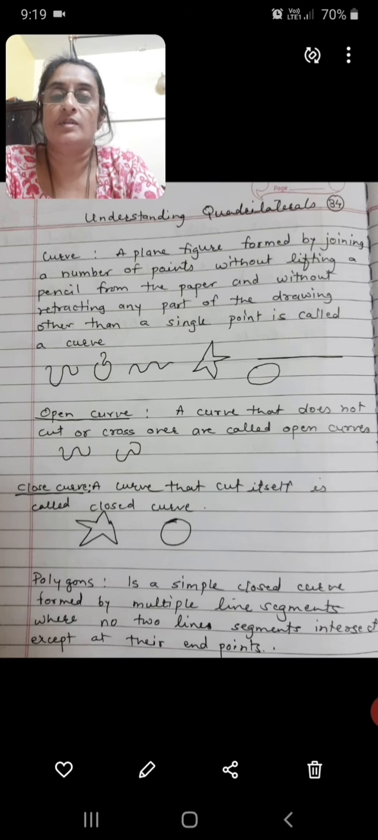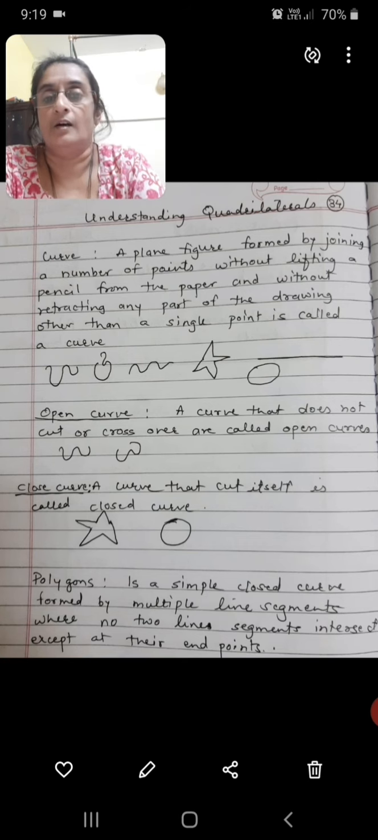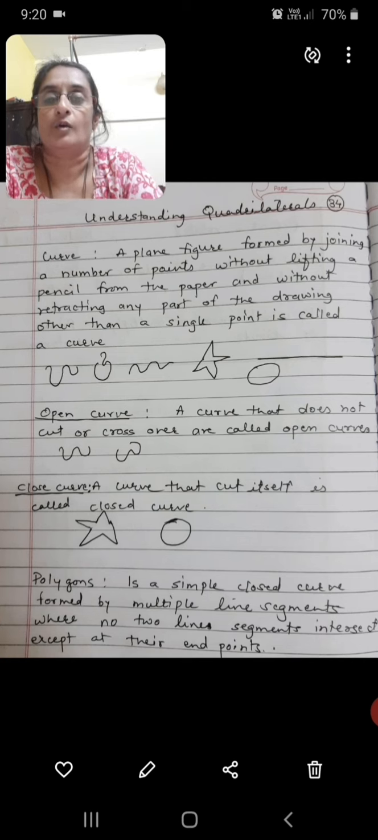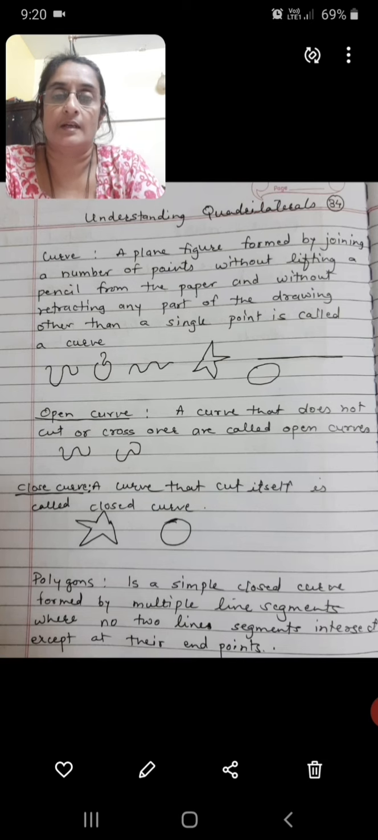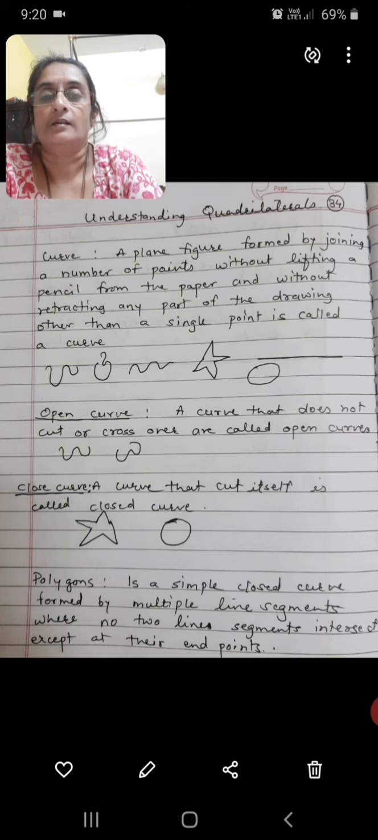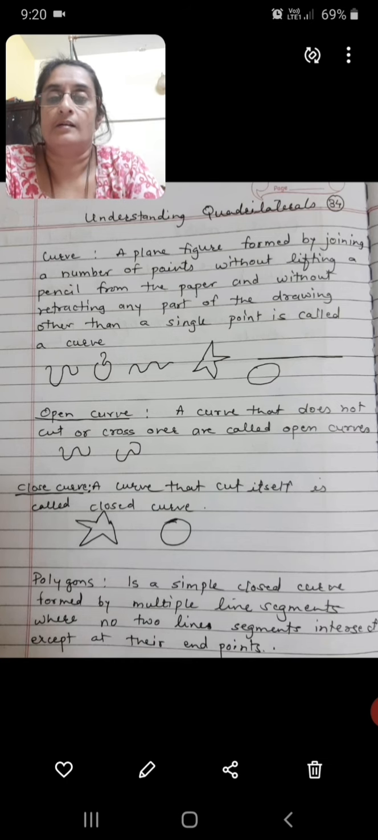Now here I have shown some different types of curves. There are many others also. Even a straight line is called a curve. Open curve and closed curve are two types of curves. A curve that does not cross over itself is called an open curve. If the end points are not touching each other, it is called an open curve, and a curve that closes on itself is called a closed curve.